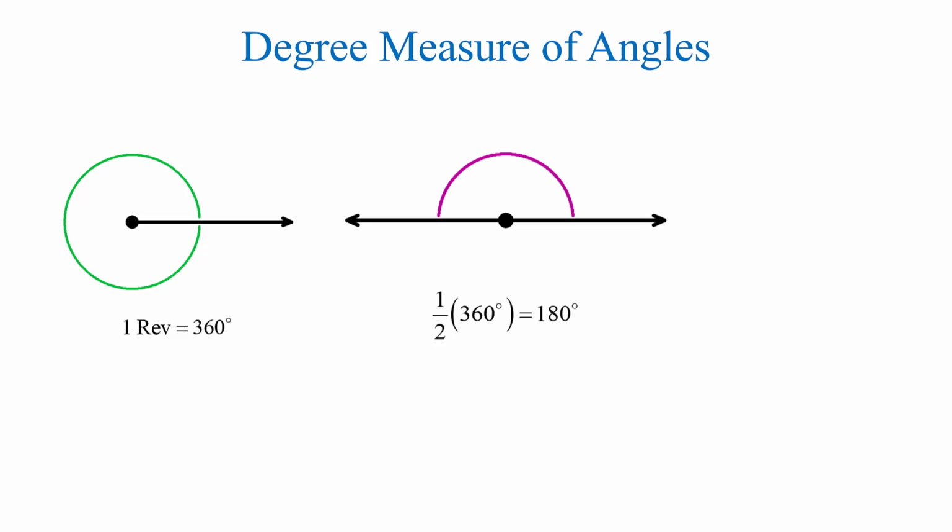In degree measure of angles, which you are likely most familiar with, one revolution is equivalent to 360 degrees. Half of a revolution, determined by multiplying 360 degrees by 1/2, is 180 degrees. And then 1/4 of a revolution is 1/4 of 360 degrees, or 90 degrees.